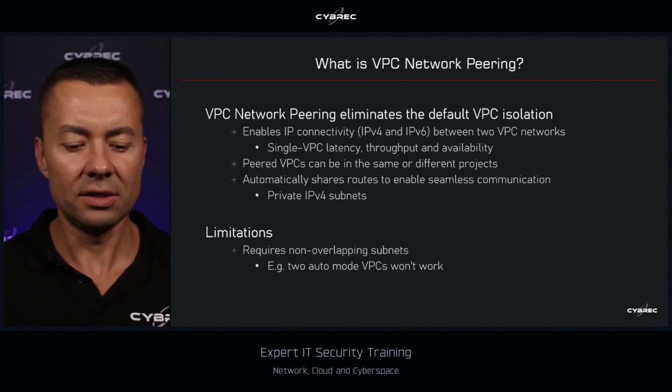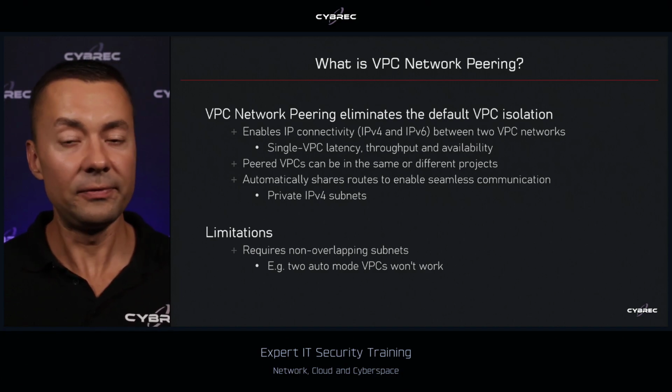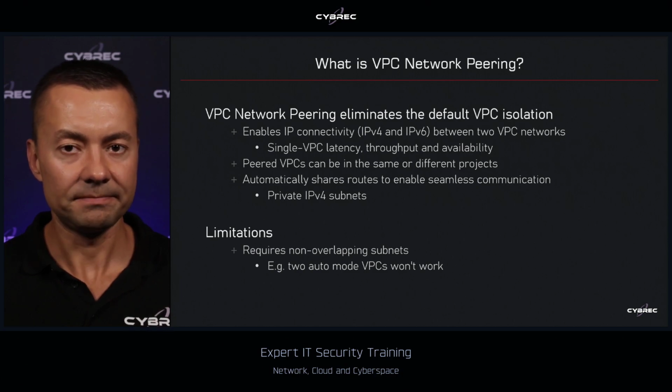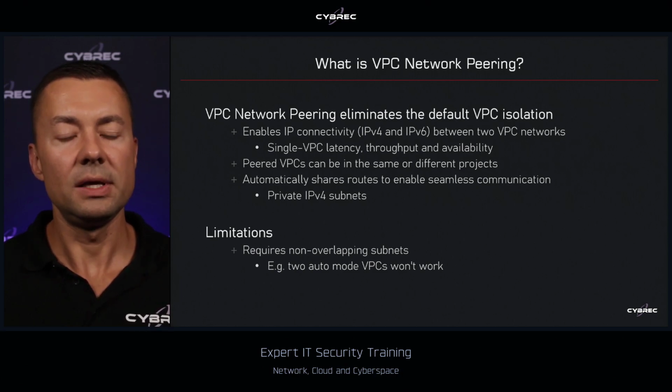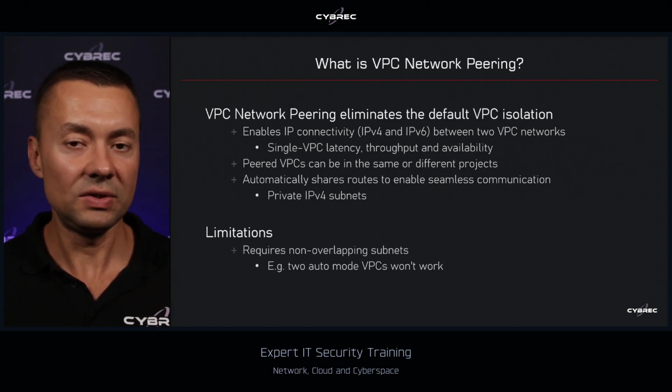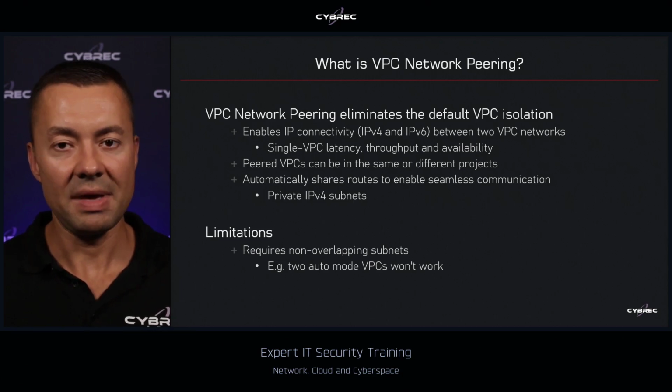And because of that, remember, before you configure a peering, the first thing you want to make sure is to check that the subnets used in those two different VPCs are not the same and that they don't overlap.